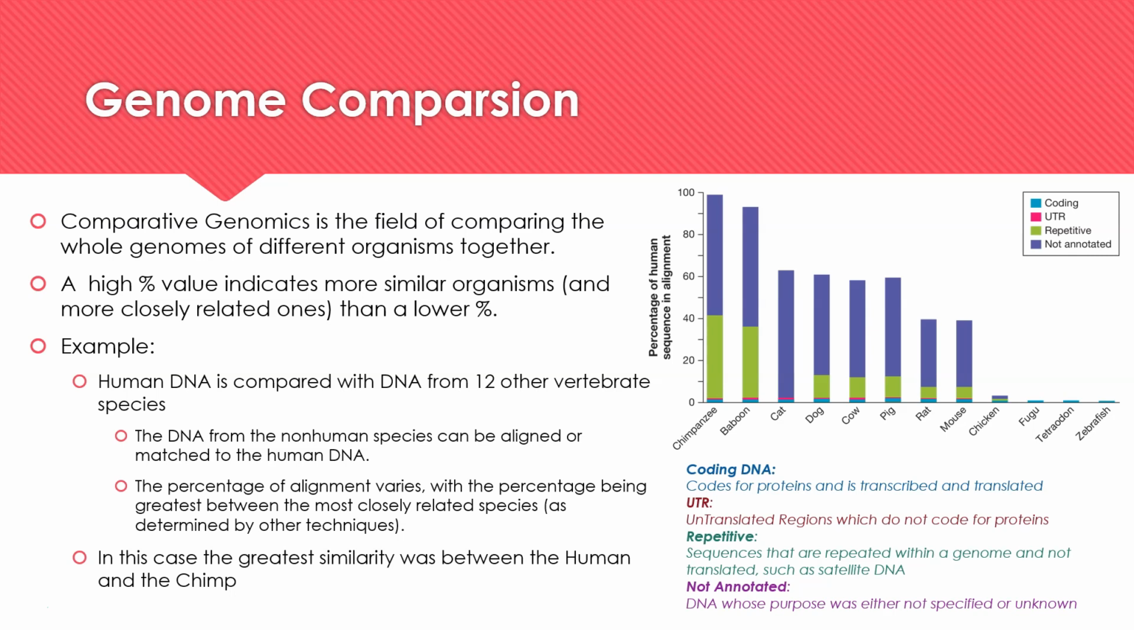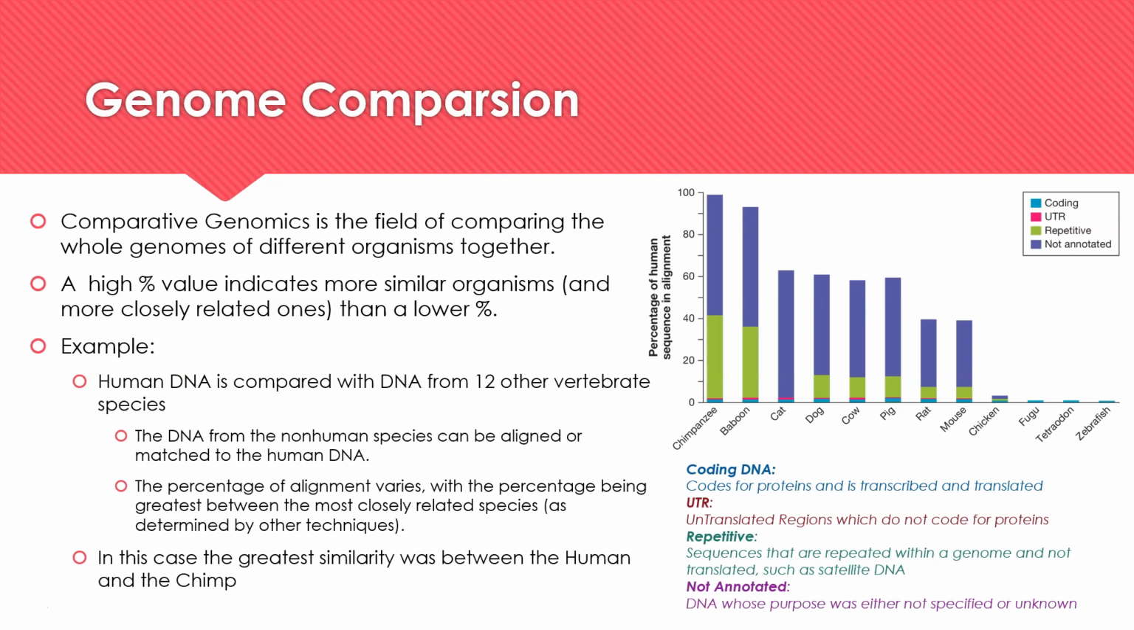compared to a low percentage one. So here our example has human DNA being compared with the DNA from 12 other vertebrate species, and you can look at how the DNA from those non-human species is aligned with and matched to the human DNA, and that's what's put in the graph to the side there. You've got 4 different kinds of DNA we're talking about. It's all nuclear DNA, but we're looking at coding DNA, the bit of the nuclear DNA that actually codes for proteins, that gets transcribed and translated. That's in blue. It's a very small line across all of them down the bottom.